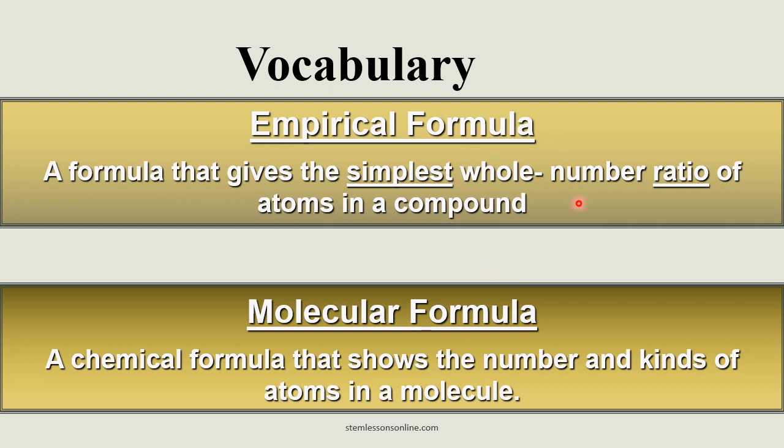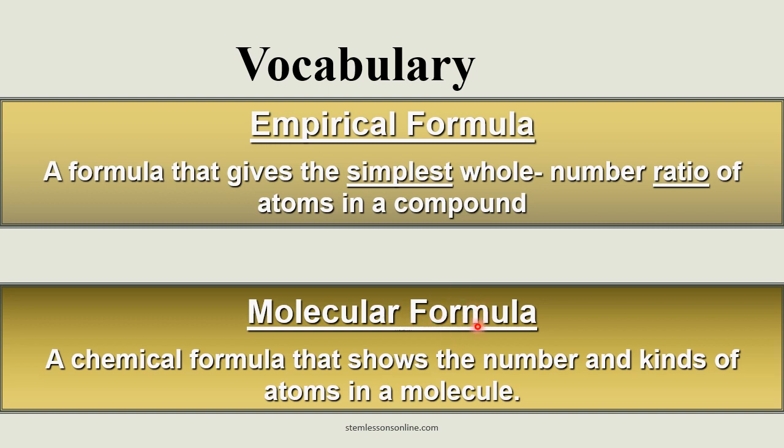These two vocabulary words are important. You should know what empirical formula means and what molecular formula means. So empirical formula is the simplest whole number ratio of atoms in a compound, just like the law of definite proportion. You're finding the ratio. It's going to be constant for each compound. The mass of elements in that compound will have a fixed ratio.